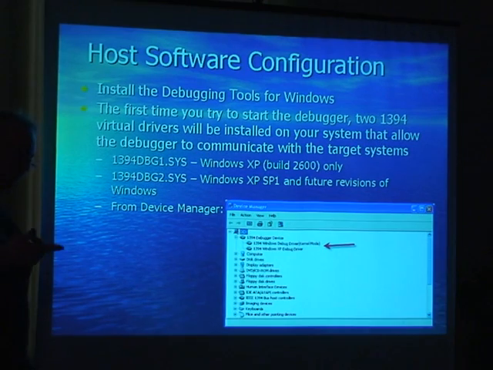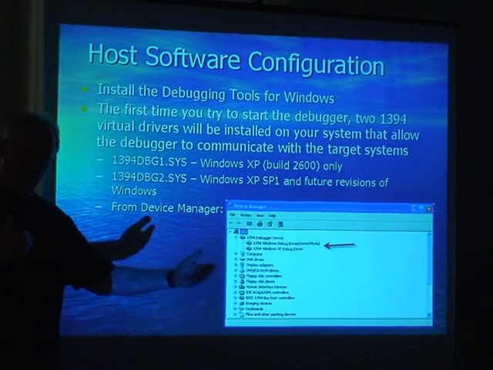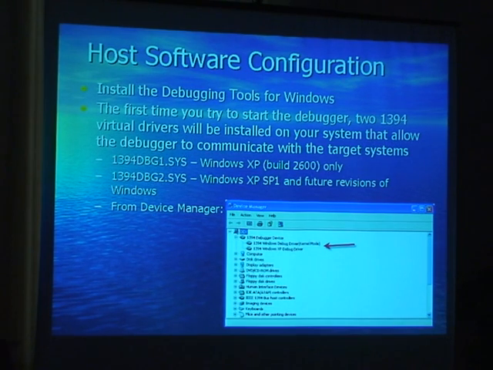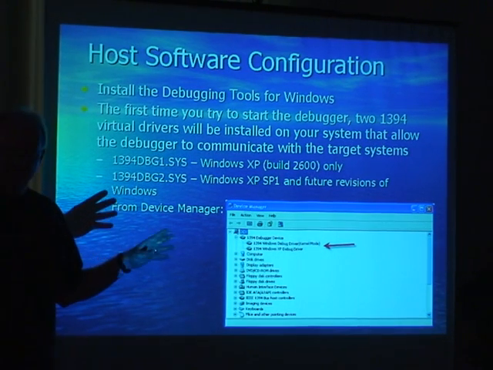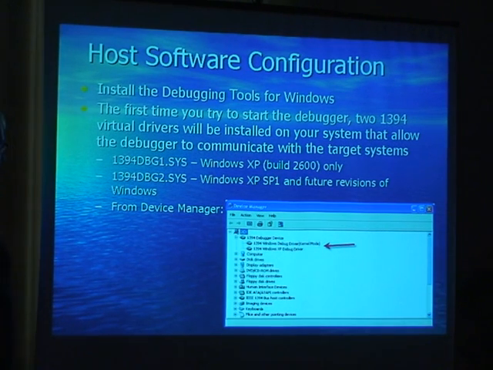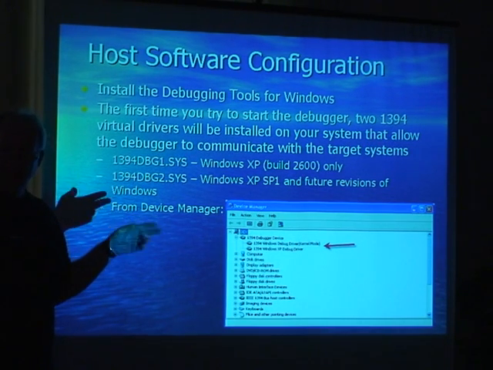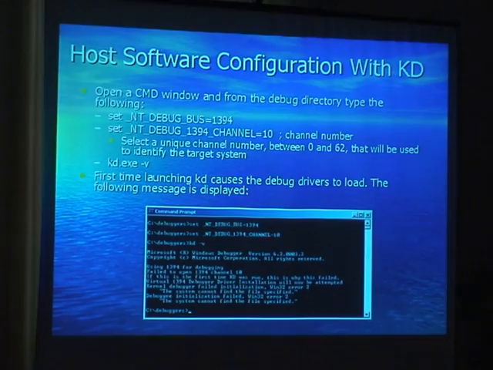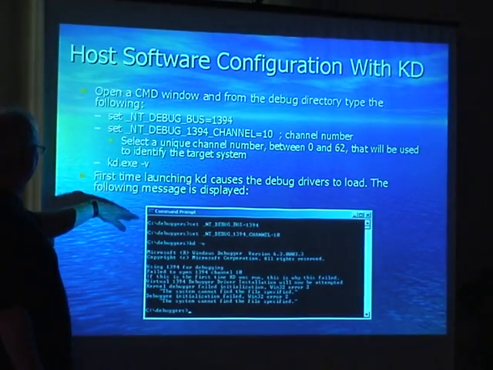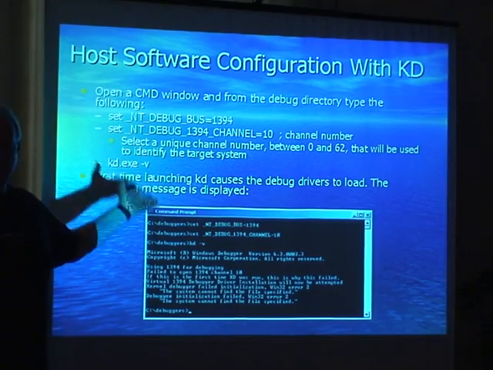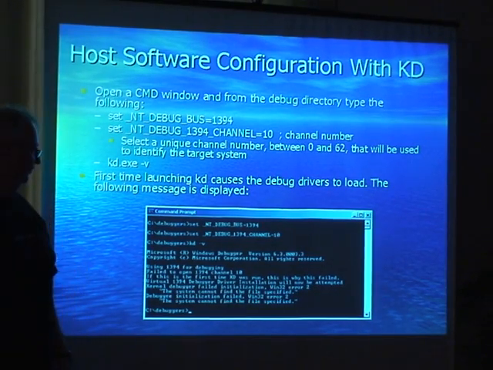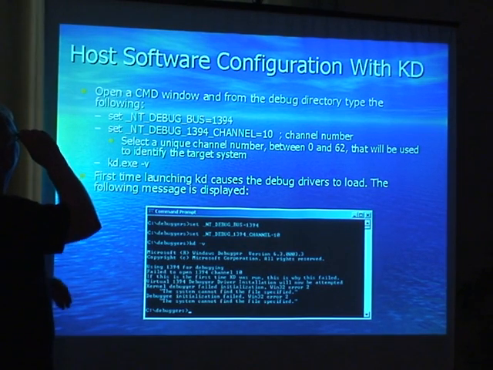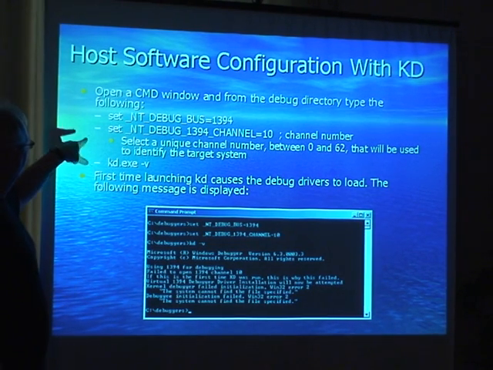So on the host machine, the machine that you're going to use to do the remote debugging from, to set that up, of course, you have to install WinDebug. And when you do that, the first time you try to run it, it loads 2 separate drivers. And so to run WinDebug, you have to make these calls, and obviously it's easy to just put this in a batch file so you don't have to do all this typing. But you have to, in the command line, set up these commands.